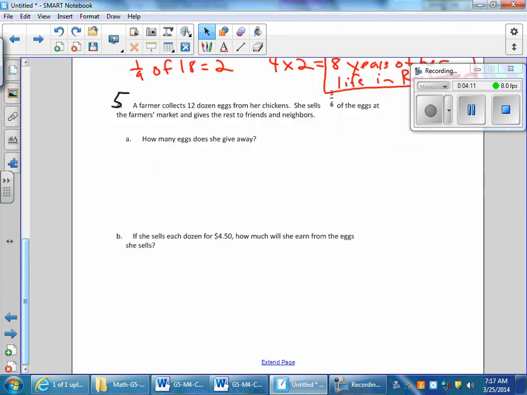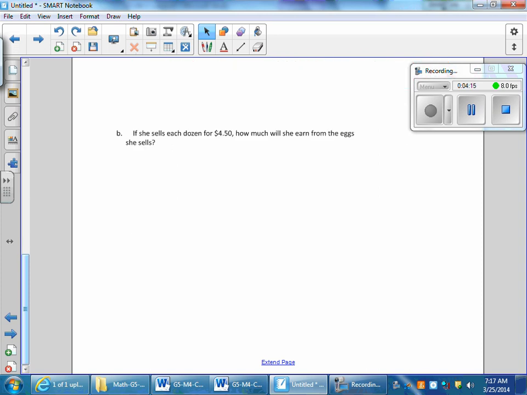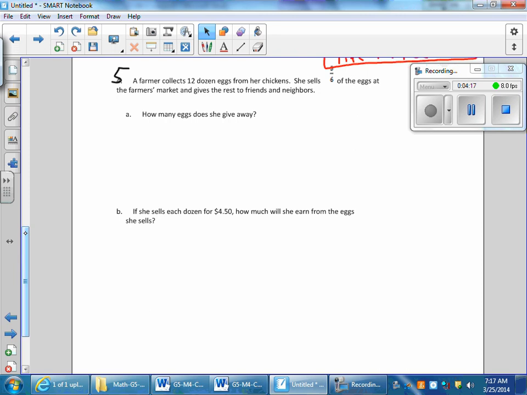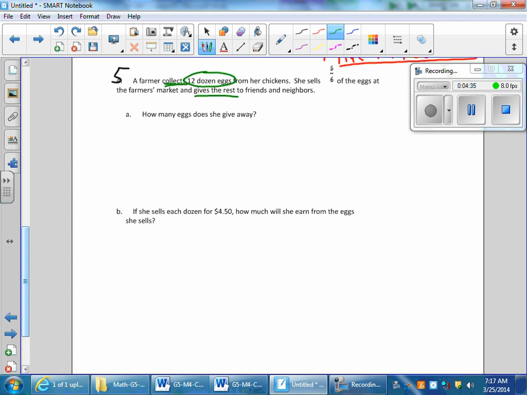And finally, question number 5. Last question for today. A farmer collects 12 dozen eggs from her chickens. She sells 5/6 of the eggs at the farmer's market and gives the rest to her friends and neighbors. How many eggs does she give away?